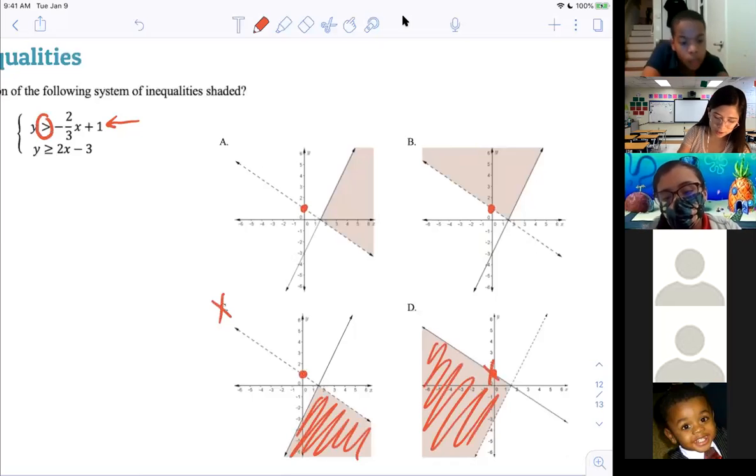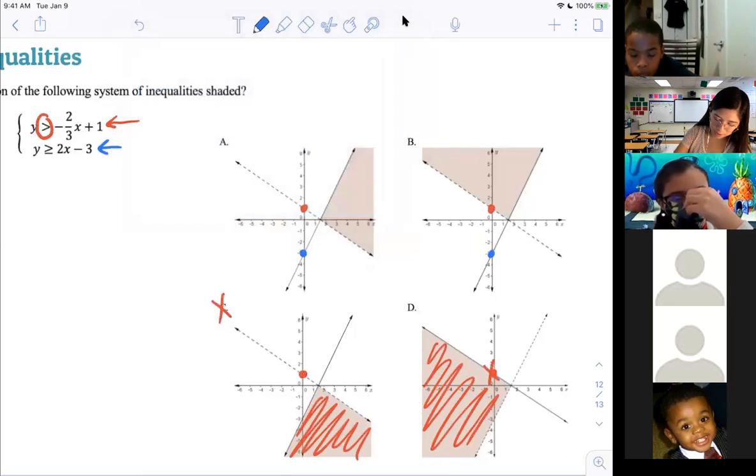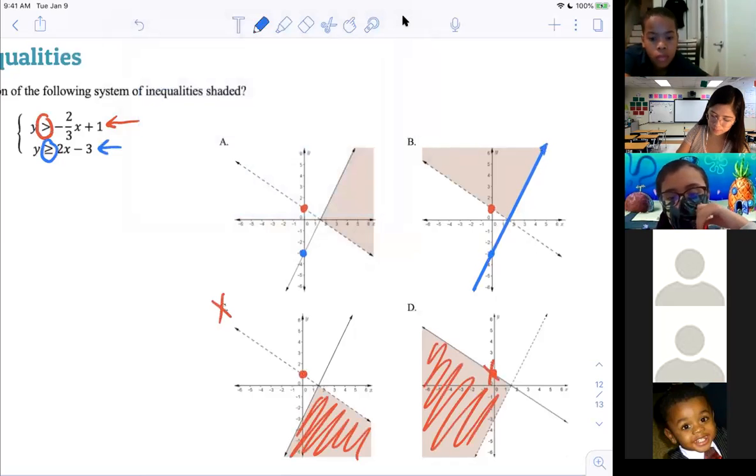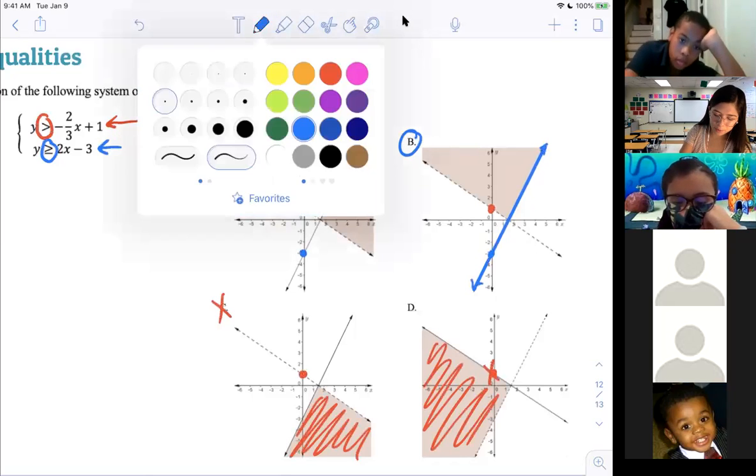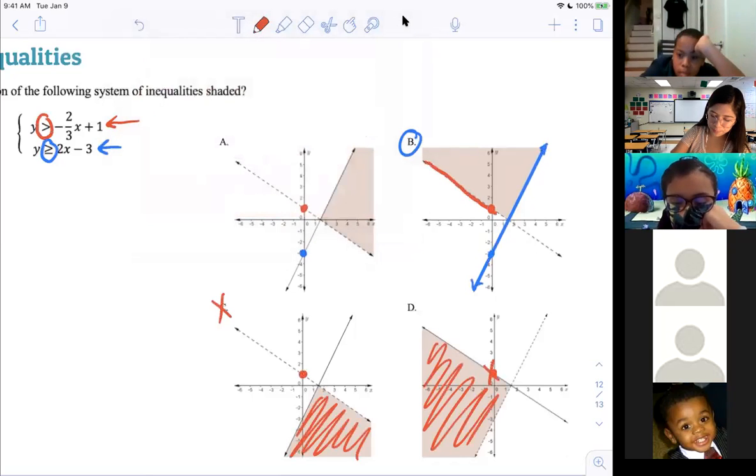Okay, then I look at the other line. What's the y-intercept of that one? -3. So here's -3 and here's -3, so I know it's this line. And that one has to shade above as well, exactly. So which of the two answer choices shades above the blue line? B. B is the only one where it was shading above both lines. Both lines had to be above.